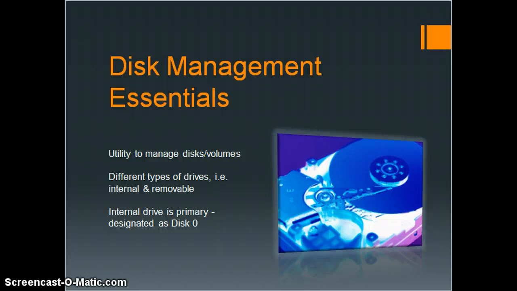Most computers have different types of drives, which include internal disk drives and removable media drives. Typically, the internal hard disk is the primary storage device. Most times, the first hard disk installed is designated as disk 0. If other disks are installed thereafter, their designations would be disk 1, disk 2, etc.